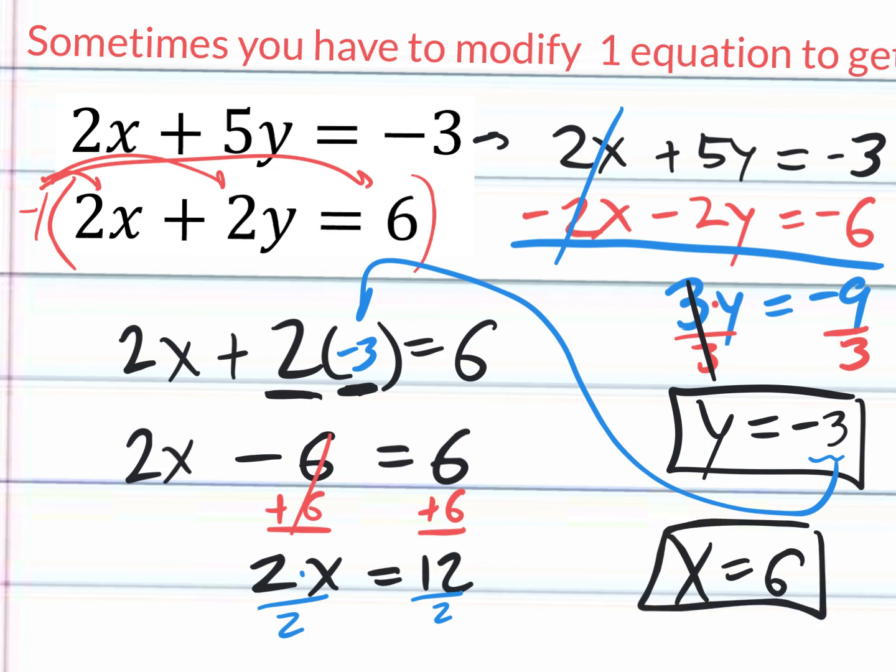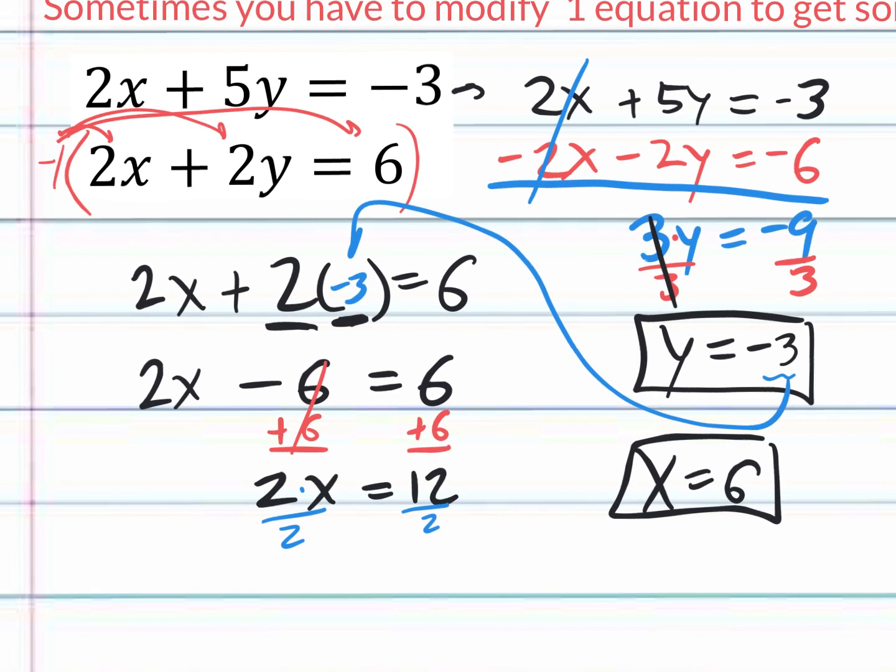So there's our answer. How are you going to type it in? You're going to type it in as an ordered pair. The ordered pair is 6 first, -3 second.